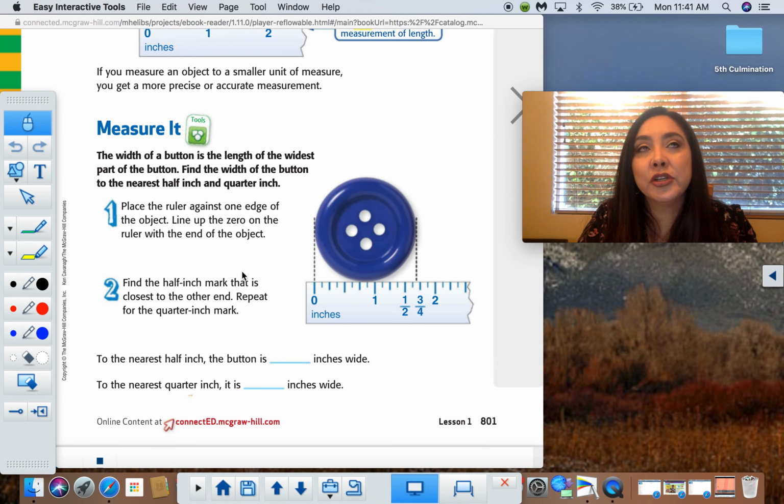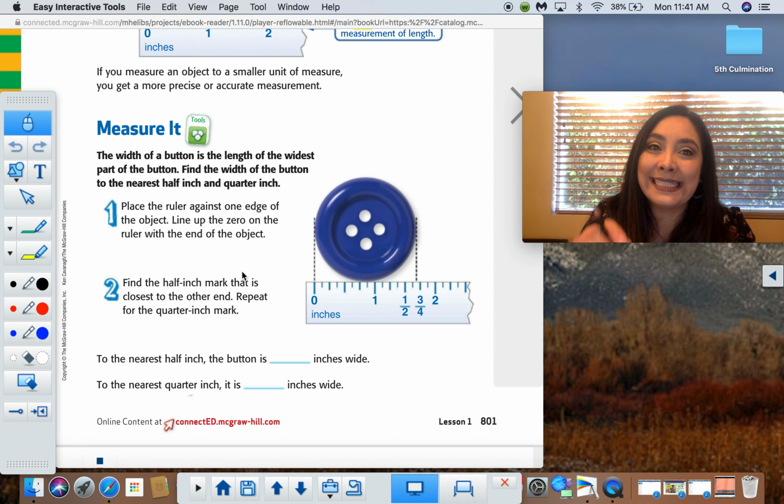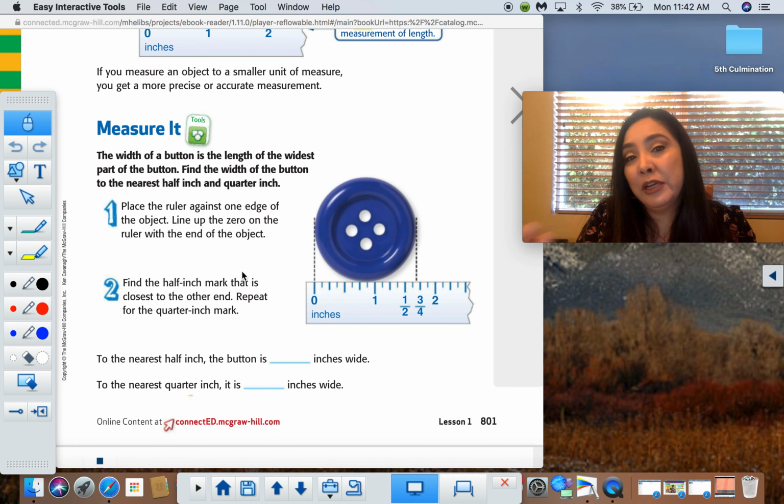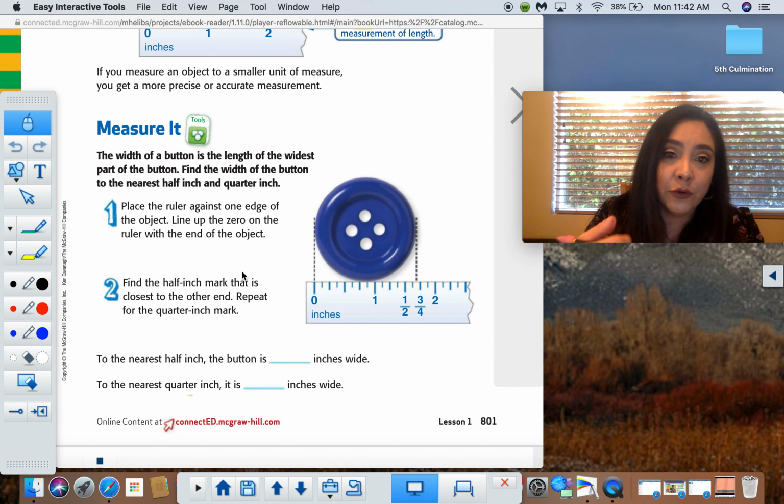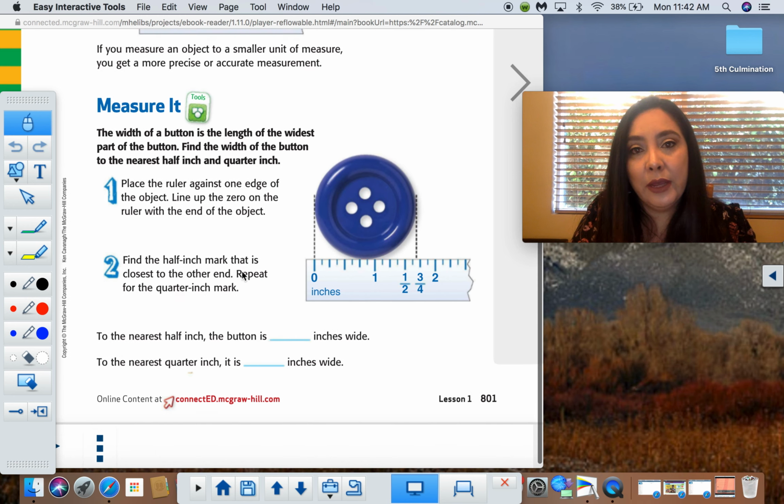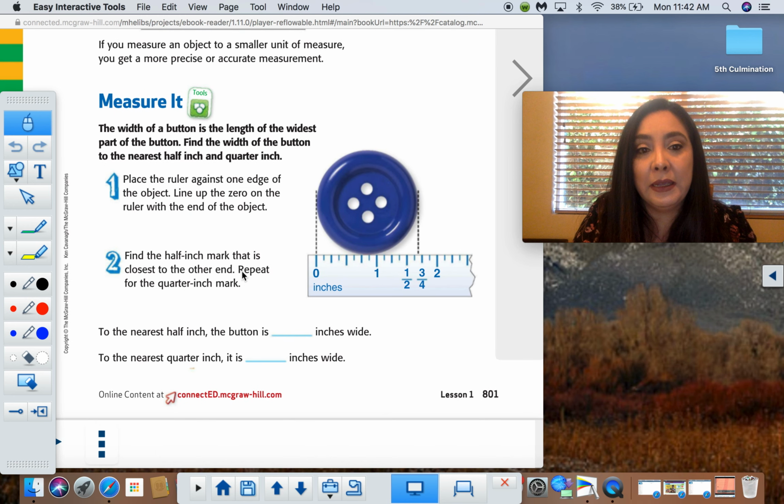Now when we're measuring, we don't always get an exact or very precise reading. It depends on how we want to measure. Are we measuring in halves or are we measuring in fourths? So let me go ahead and proceed so you can see exactly what I mean.